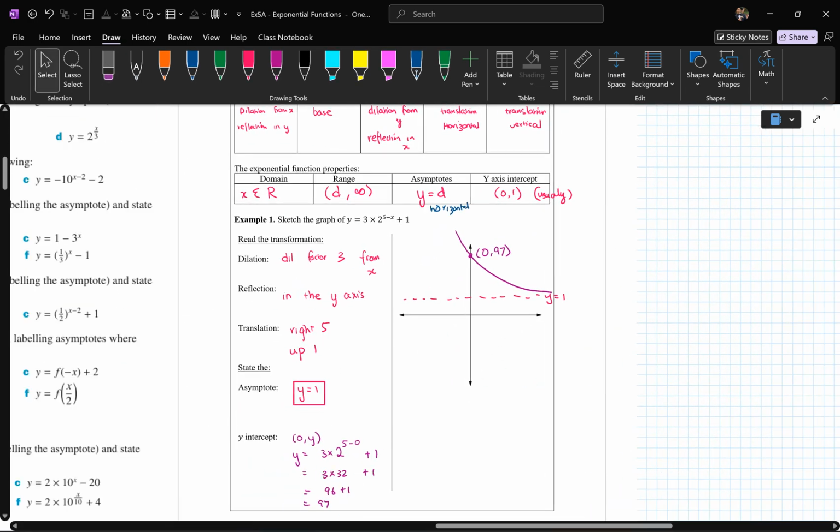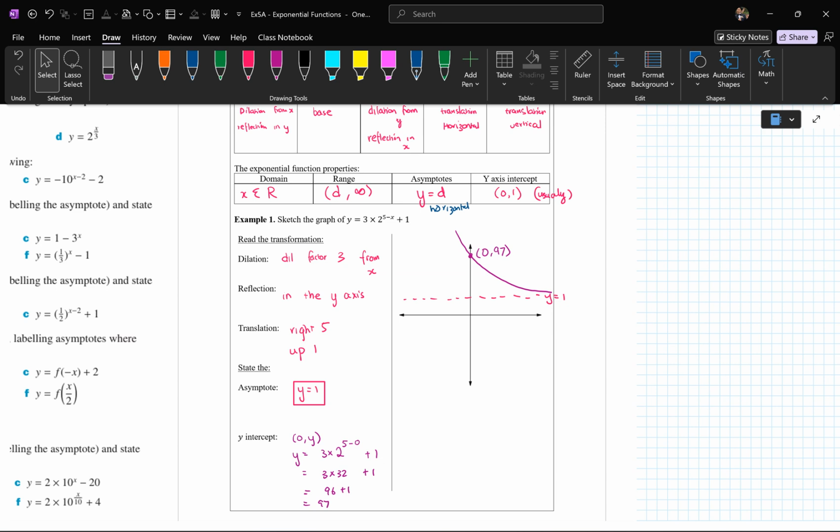There you go. So usually your 3 marks is on shape, axis intercept, and any key features. Key features, your asymptotes. So you should have shape, so draw it correctly. Axis intercepts. And then key features. Key features in this case would be asymptote.